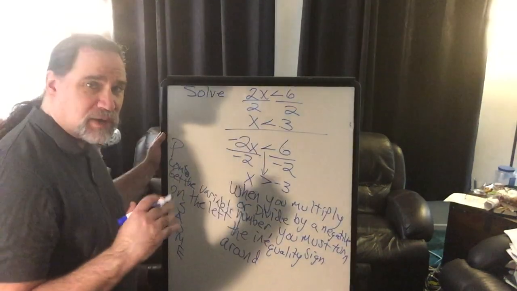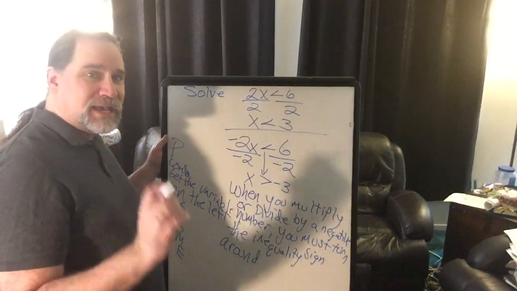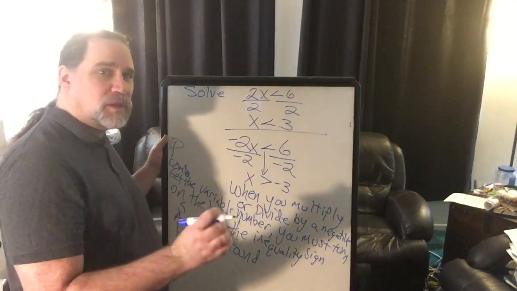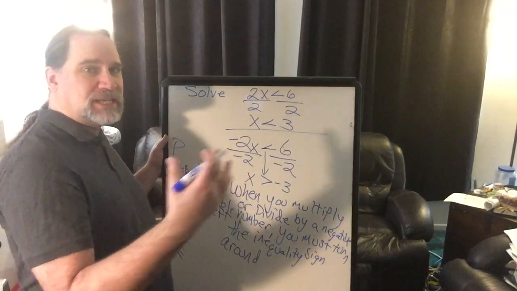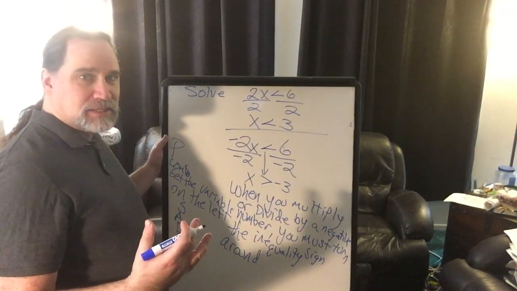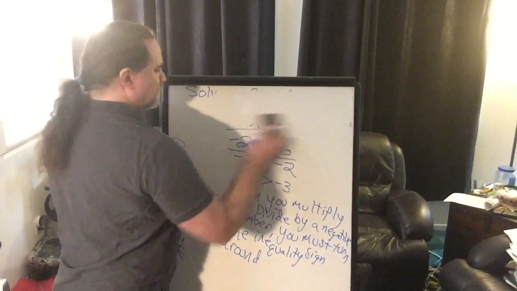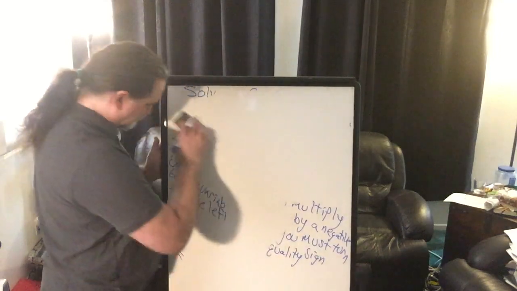So let me say it one more time. Whenever you multiply or divide by a negative number, you always turn the inequality sign to face the other direction. You turn it around. You change what the alligator wants to eat. Okay? So let me give you an example with just very simple numbers that kind of makes this make sense.